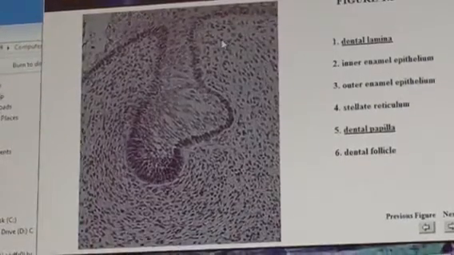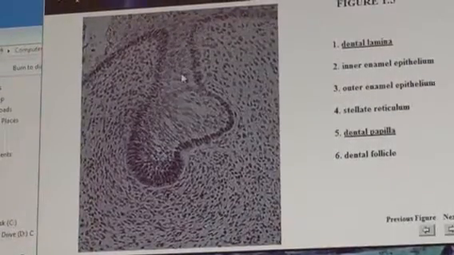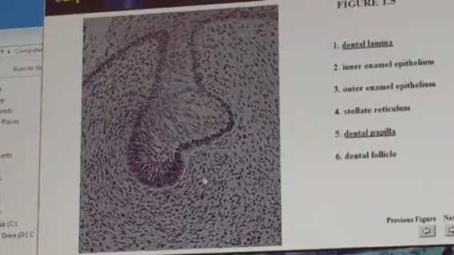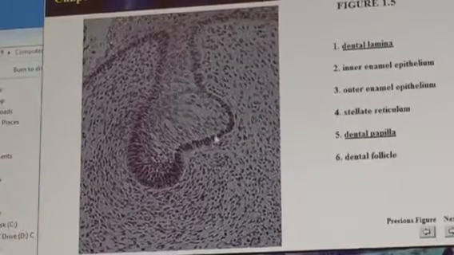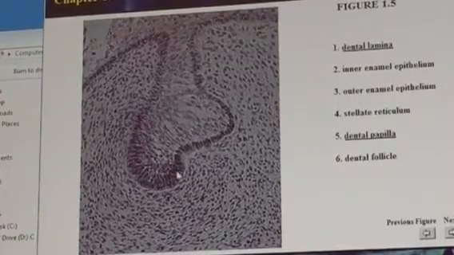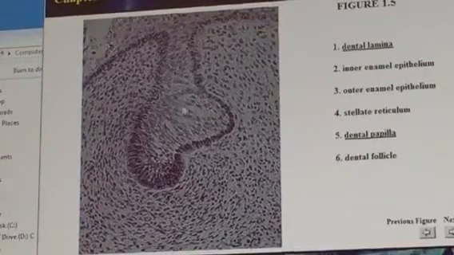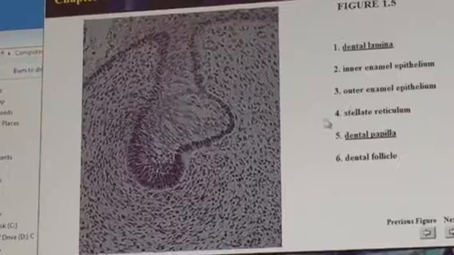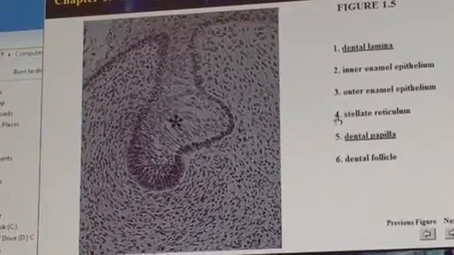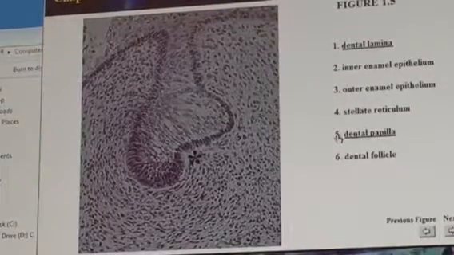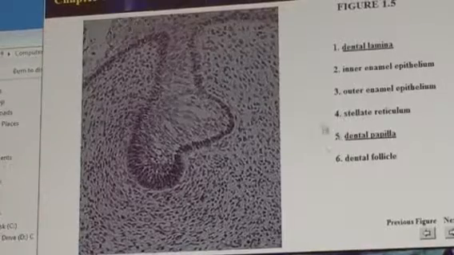And here's that early cap stage. So we have the dental lamina, and we have the dental papilla developing right there. So there we're getting that inner enamel epithelium. There's the outer enamel epithelium, and there's the developing stellate reticulum. Again, there's dental papilla.